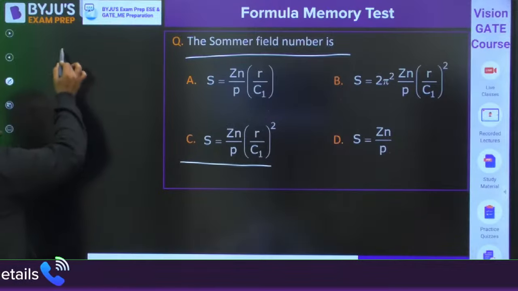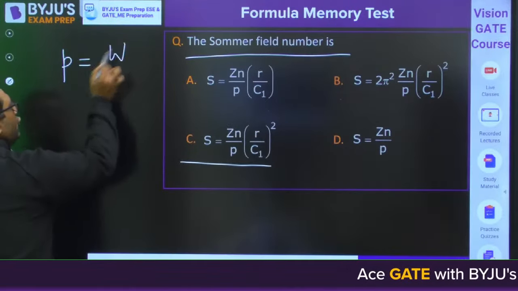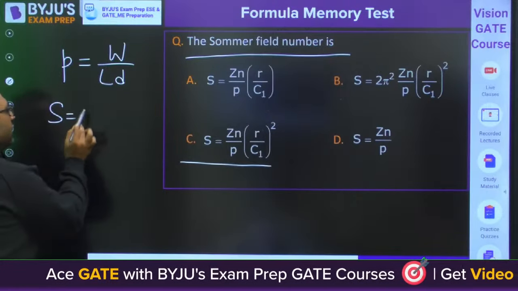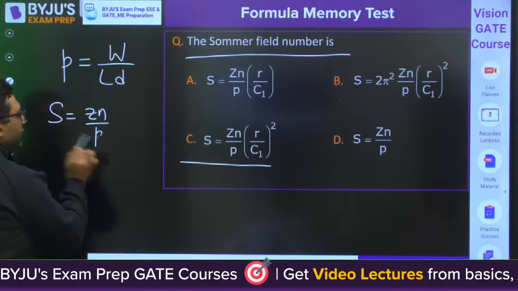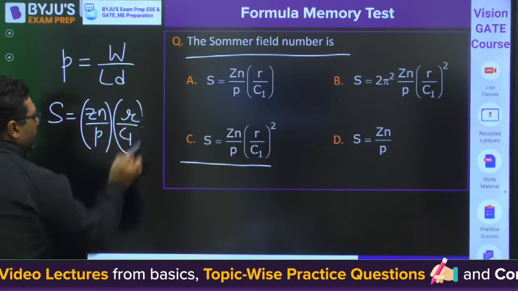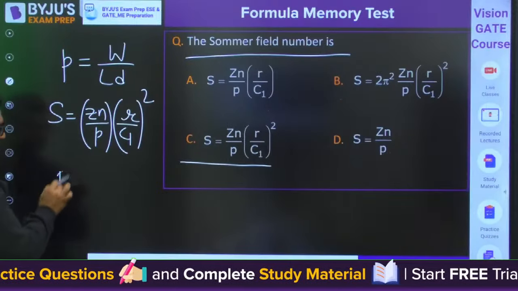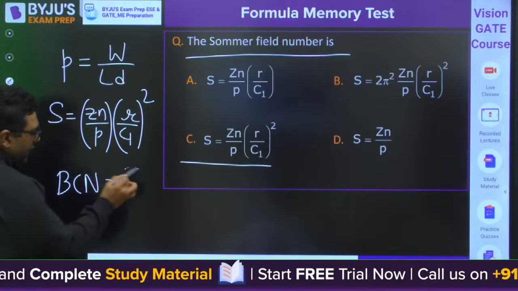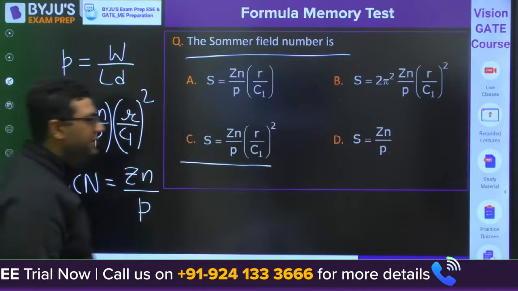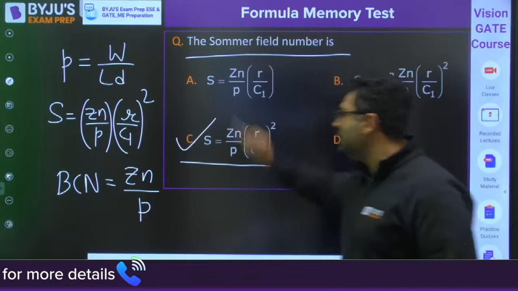Don't get confused. If someone asks you bearing pressure, it is W by LD. If someone asks you Sommerfeld number, it is Zn by P, then R by C1 whole squared. If someone asks you bearing characteristic number, it is Zn by P. So don't get confused from these three. Is it clear? So the answer for this question is no doubt about that, C is correct.